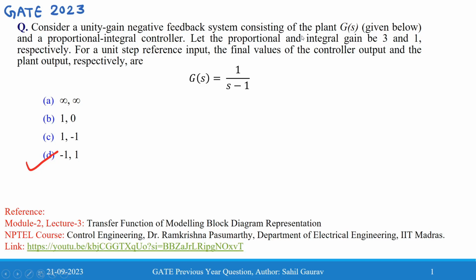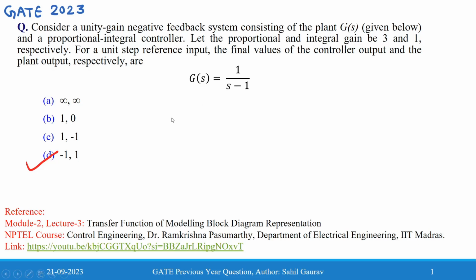Let the proportional and integral gain be 3 and 1 respectively. So the Kp and Ki values are given as 3 and 1 respectively. For a unit step input, the final values of the controller output and the plant output respectively are. So we have to find the steady state value of the controller and the plant.